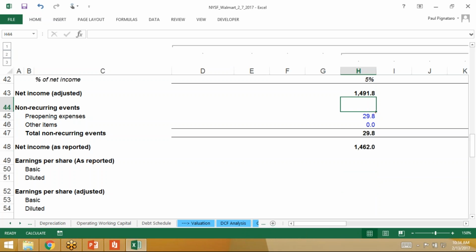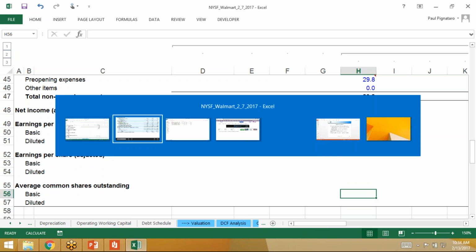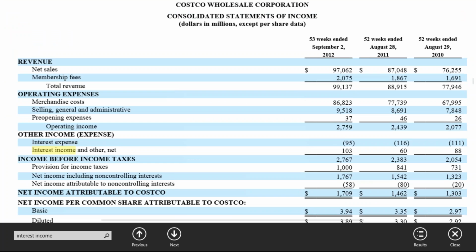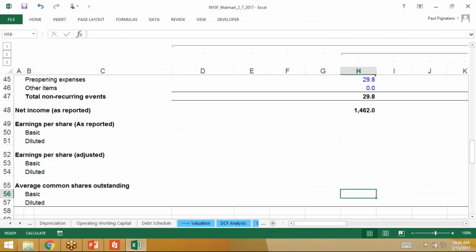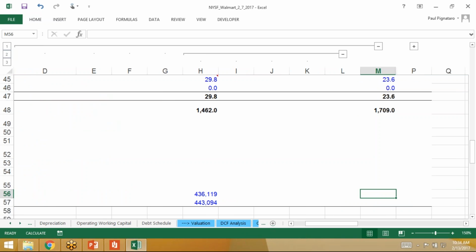Let's go through the process. I'm not sure if I understood your question. Let's go through it and we can ask it again. So first of all, we need the number of shares. Okay? We're going to use theirs, obviously. They have it listed as basic 433620. Sorry, 2011. 436119. And diluted 443094. Okay.